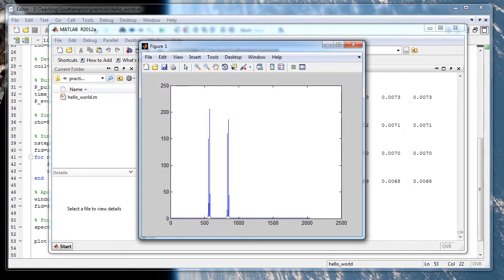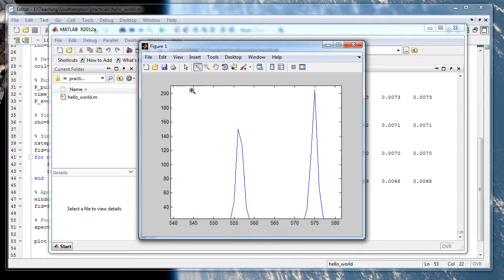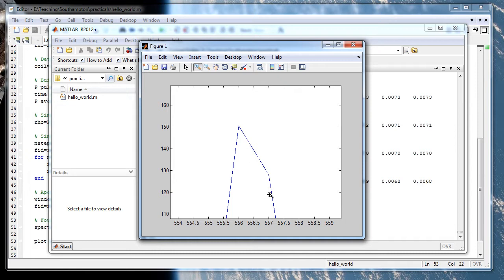Hello world, there we are. That's our doublet. But what do we see? We see a completely unexpected pattern of intensities in here. It should really be roofing in a completely different direction. So what's going on? And what's going on is poor digitization.